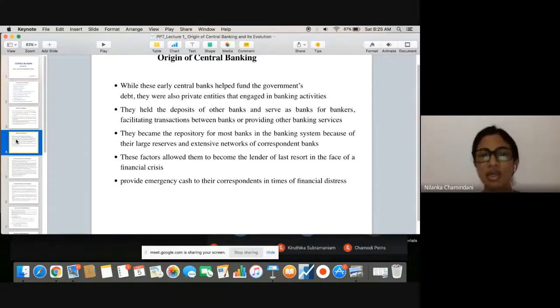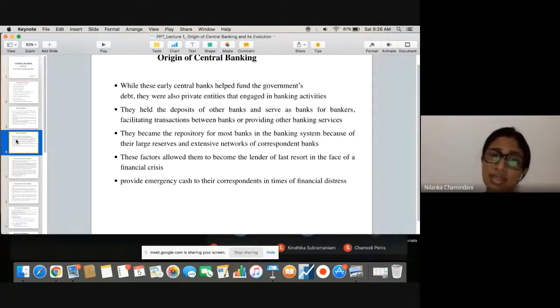But at that time, we can say that central banks held deposits, right? They held deposits from other banks as well. And here you can see they served as bankers for bankers. Today also we are doing that same function, facilitating transactions between banks or providing other banking services, right? Because banks can even keep their reserves there. When the other banks have more liquidity or funds that they do not need to meet their day-to-day transactions, they can keep the money, and the central bank keeps those funds as deposits, right?